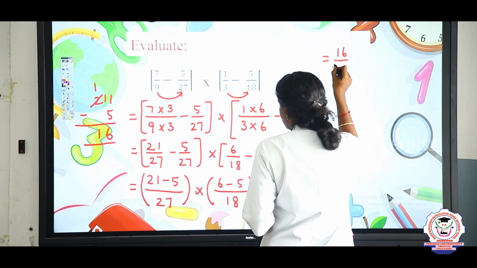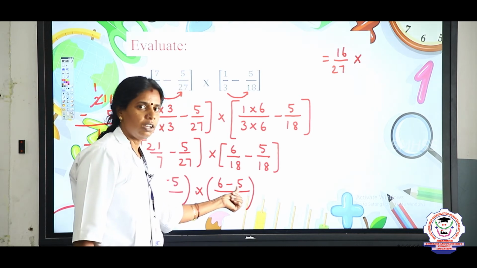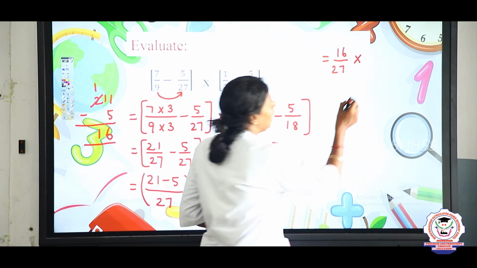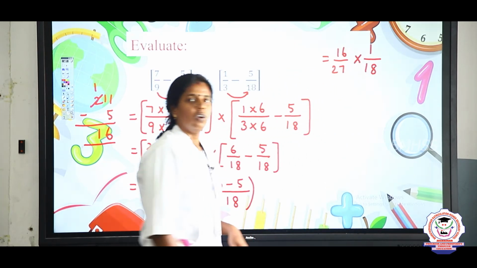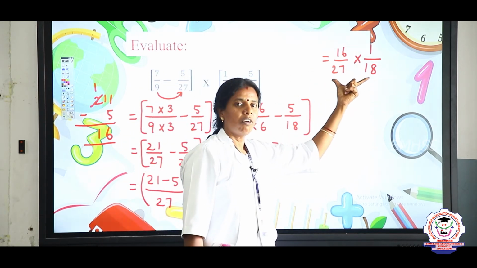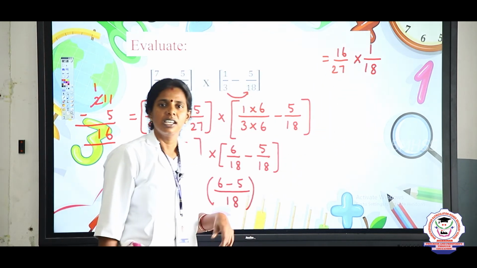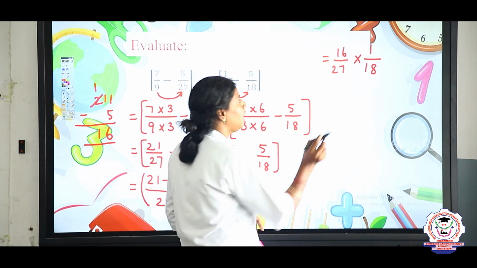16 by 27 into 6 minus 5. What is 6 minus 5? 6 minus 5 is 1 by 18. Now, we can simplify these 2 fractions. We got a product of 2 fractions now, right? Simplify this 16 and 18. 16 and 18, in which table can you simplify? In the 2 table. Very good, children.